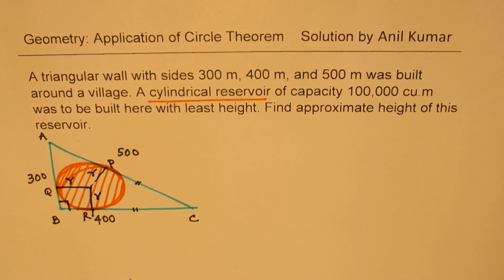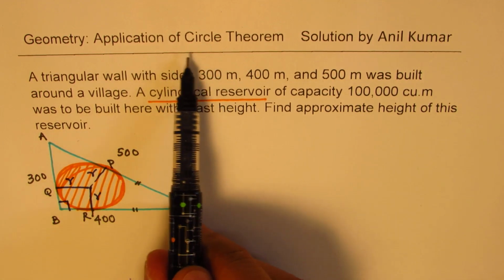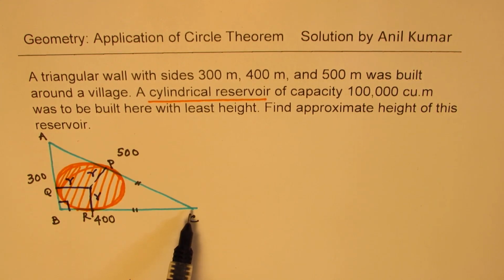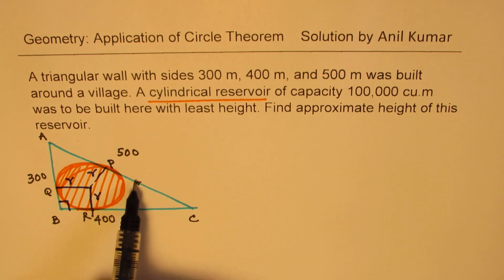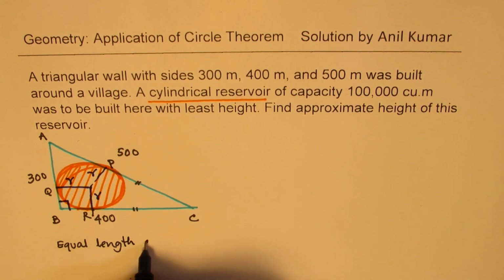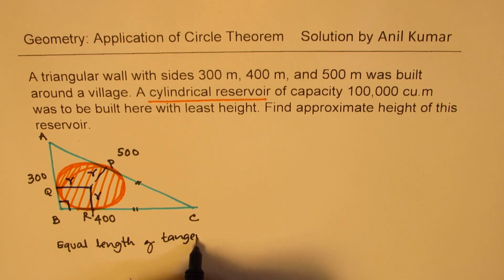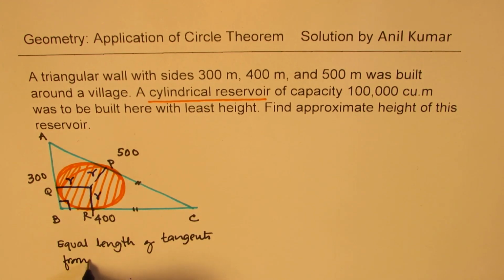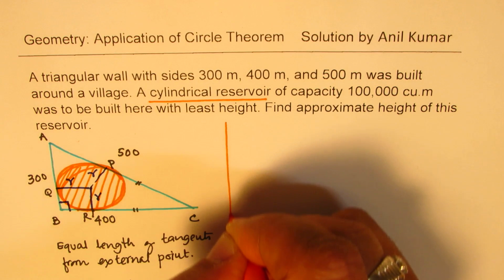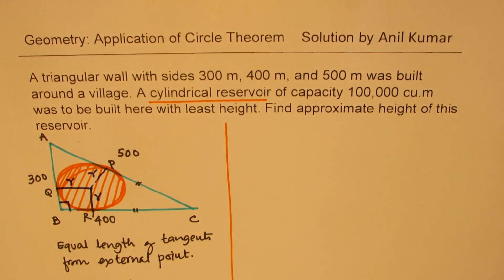So we have a theorem which is based on the circle theorems, and that says that tangents from an external point to a circle will be of the same length, right? So the idea here is that we have equal length of tangents from an external point. Correct? So that is the theorem which we are going to use to solve this particular question. See how easy it becomes.